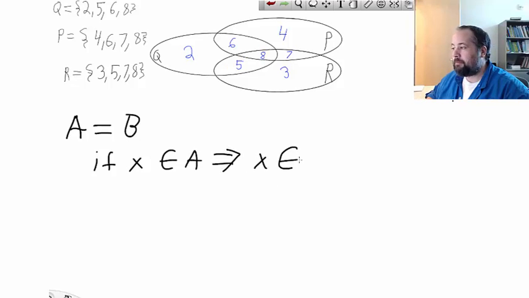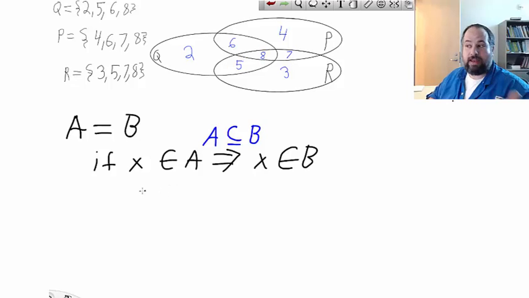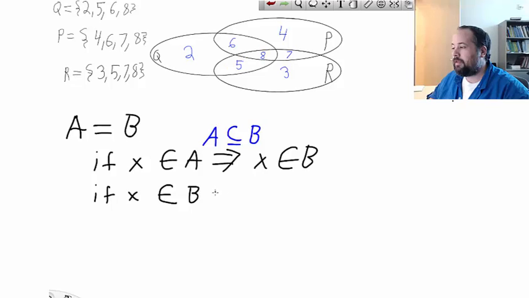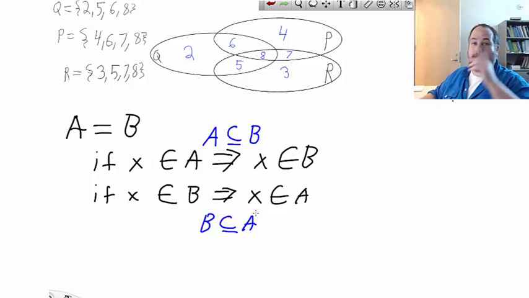X must be a member of B. And if you recall, that proves that A is a subset of B. Then we prove if X is a member of B, then X must be a member of A, which proves that B is a subset of A. So if A is a subset of B and B is a subset of A, then they must be equal, right? This is the element method of proof.